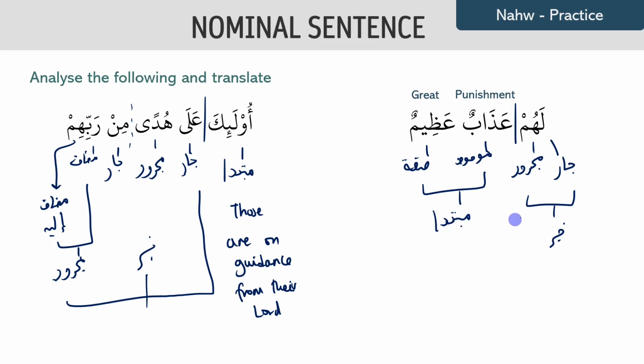You don't have to translate the mubtada first. You can translate the khabar first, but it's just in grammar. The jar majroor can never, at the beginning of a sentence, be mubtada. So we have to treat this as khabar. This is the khabar that comes before, and this is the mubtada that is delayed and comes after. So when we translate, this is going to be, for them is adhabun azim, a great punishment.